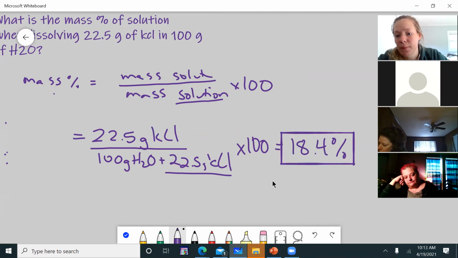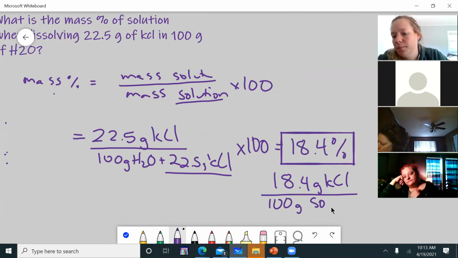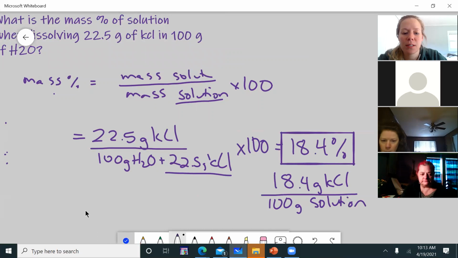And I could write this a different way. I could say, hey, for this given solution, there are going to be 18.4 grams of the KCl in every 100 grams of solution. Questions on that?